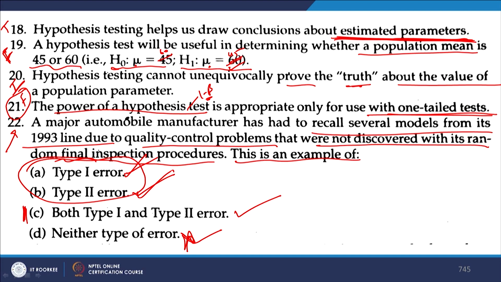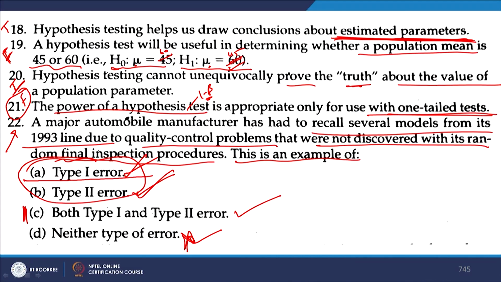So, let us recall what type 1 error is. Type 1 error is an error when you reject a null hypothesis when it is true, right. So, this is a case of type 1 error. In fact, we have seen a couple of examples on type 1 and type 2 error. You can always refer to that lecture on type 1 and type 2 error. Now, let us move on to the next one.